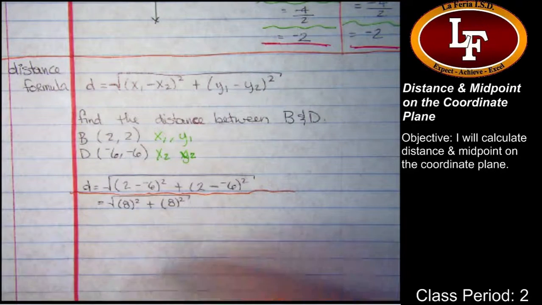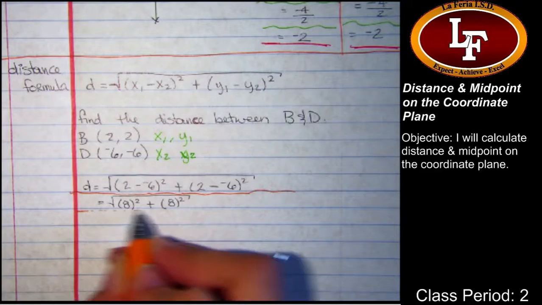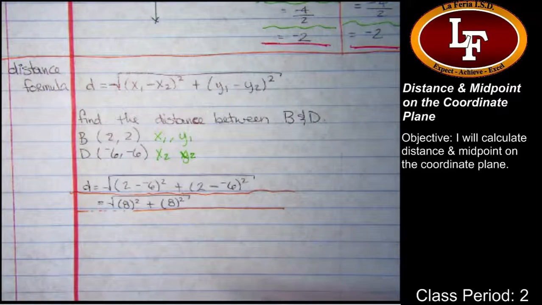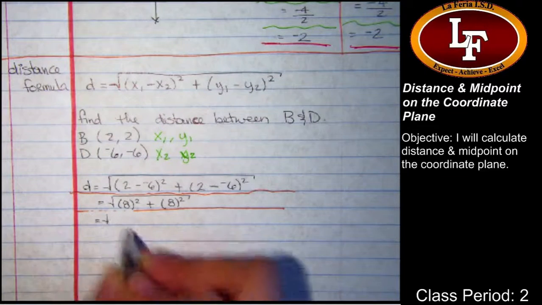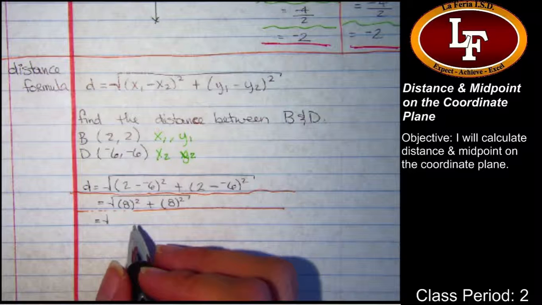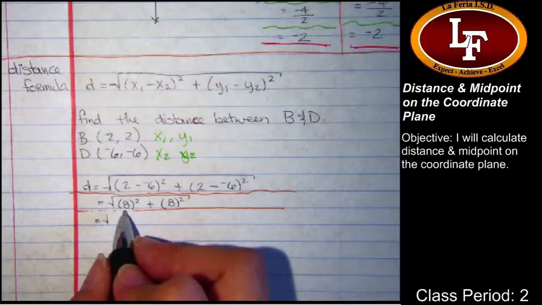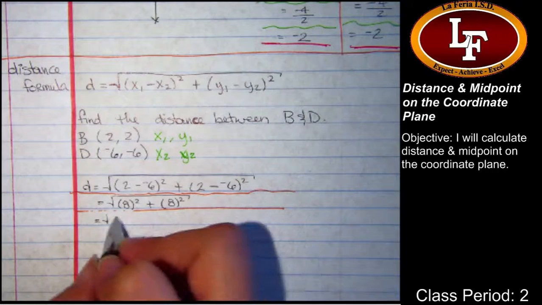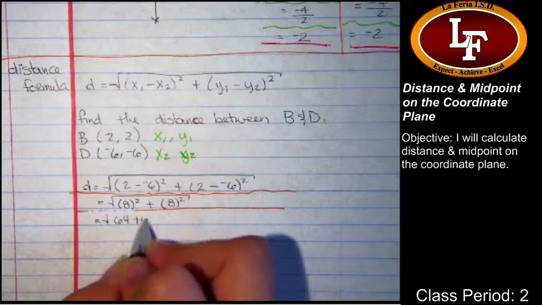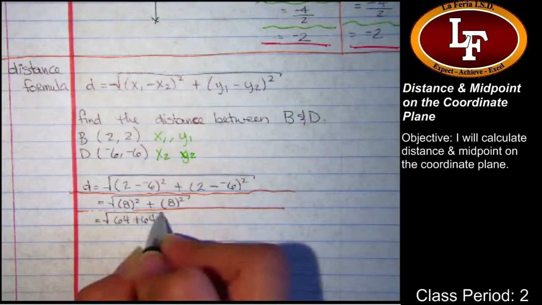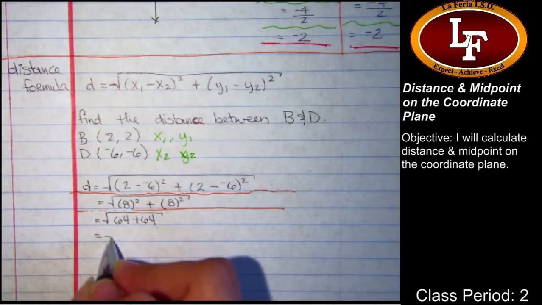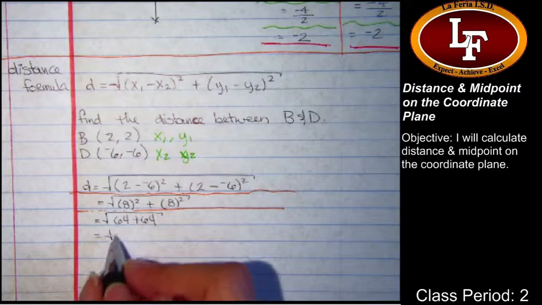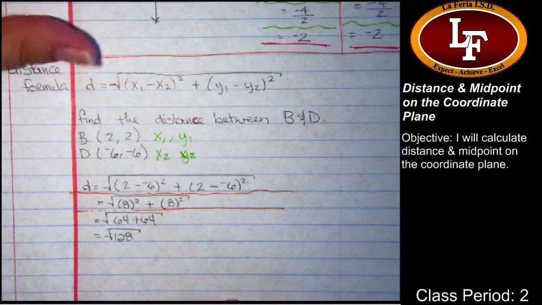What does the squared thing mean? How'd you get 64? You multiply the number times itself. Times itself how many times? Twice. Awesome. So 64 plus 64 is 128.